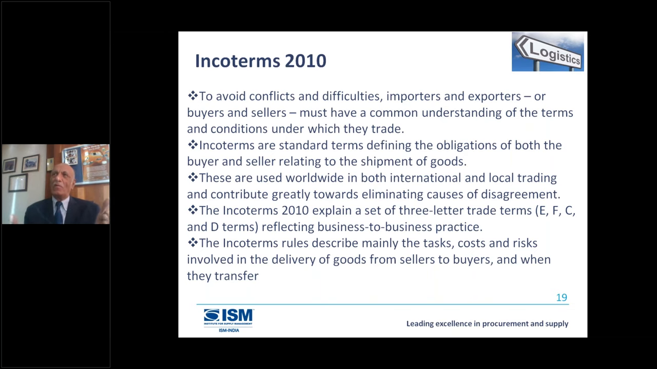Since shipment is involved in these terms, knowledge is very important. These are standard terms. They come under four categories: E, F, C and D. Under the E term, there's only one, EXW, Ex Works. Then we have F: FCA, FOB. C is there: CIF, CIP, and so on. D terms: DAP, DAT, and DDP. So these are the terms we use, reflecting business-to-business practices. Now, in the past, Incoterms, as the name indicates, meant International Commerce Terms. But these terms, Incoterms 2010, can be used for both international and domestic shipment.